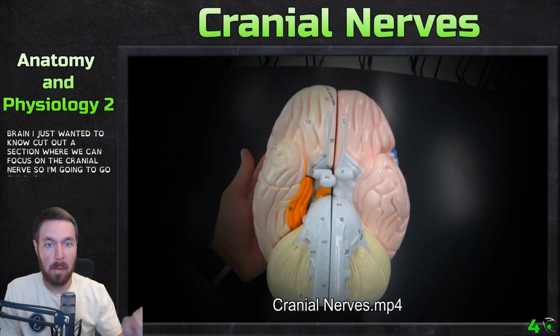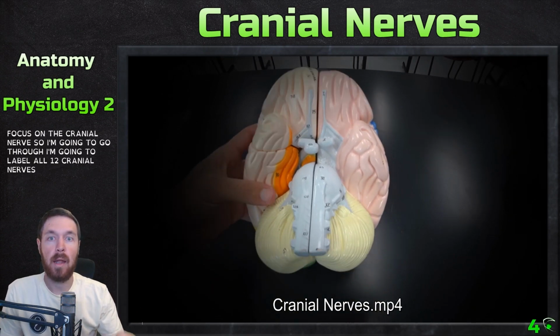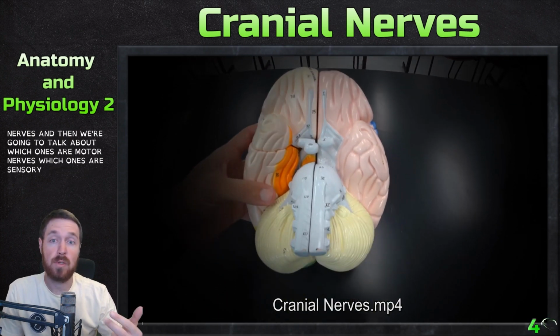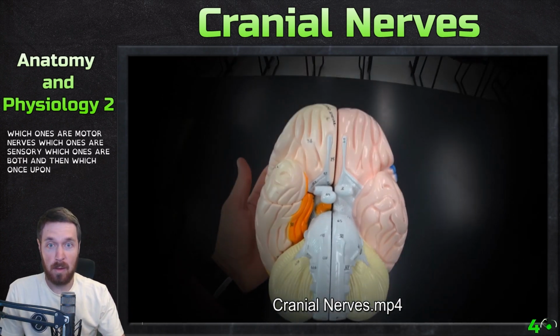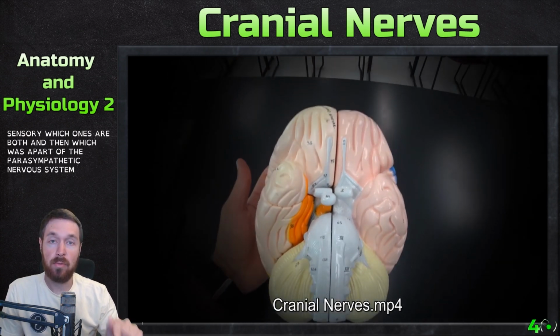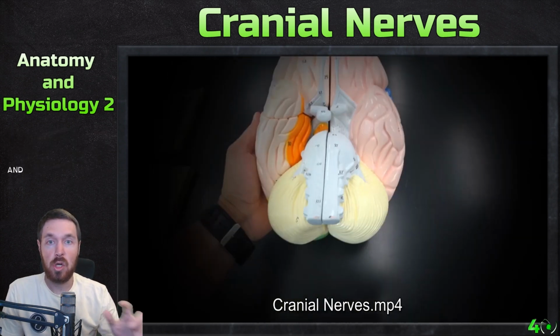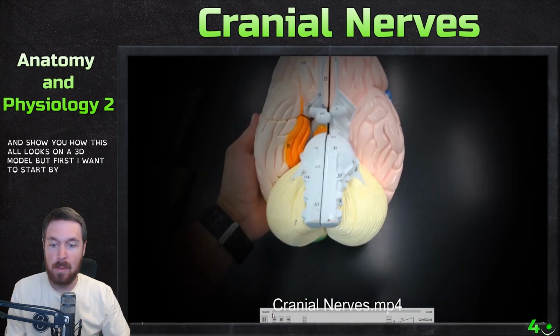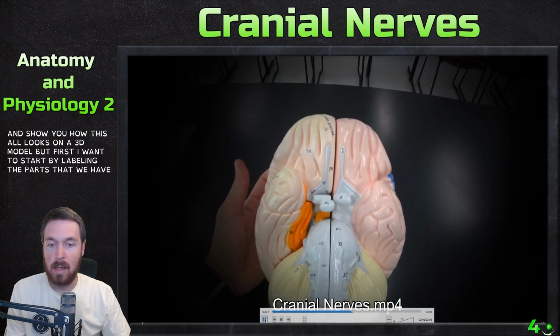So I'm going to go through and label all 12 cranial nerves, and then we're going to talk about which ones are motor nerves, which ones are sensory, which ones are both, and which ones are part of the parasympathetic nervous system. Then I'm going to hop into 3D Organon Anatomy and show you how this all looks on a 3D model. But first, I want to start by labeling the parts that we have in the laboratory model.